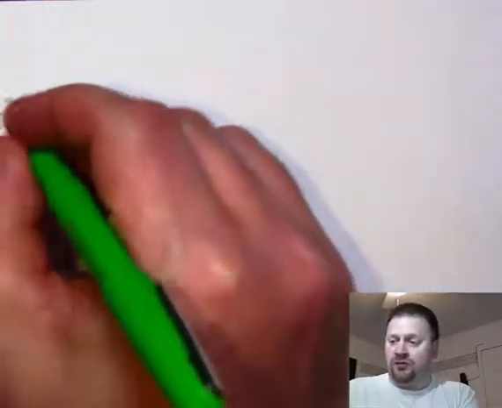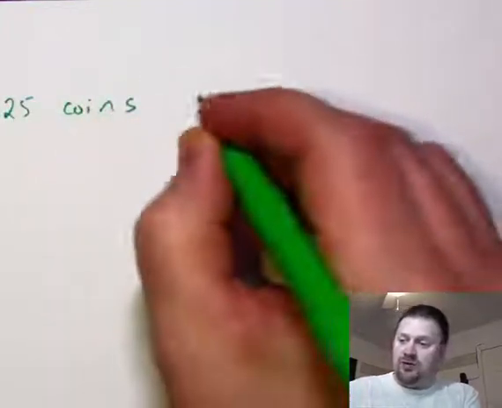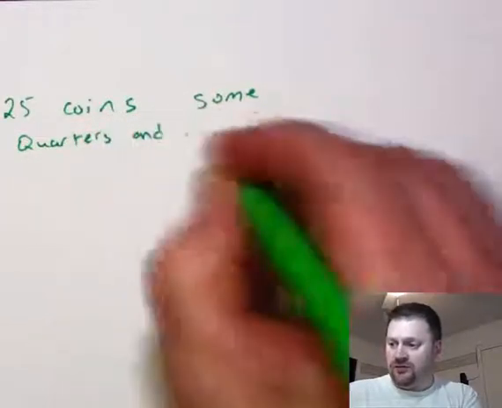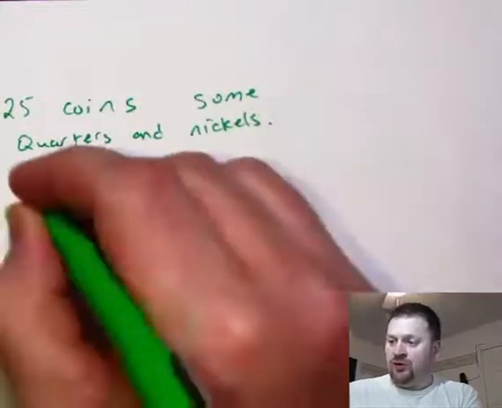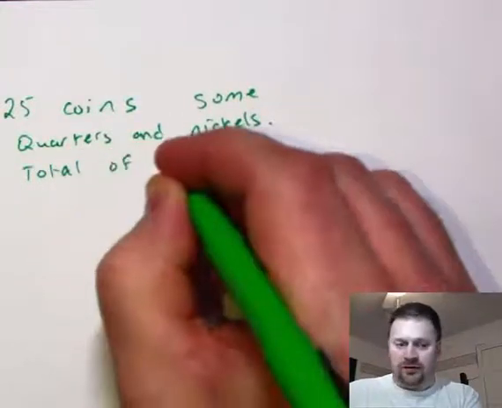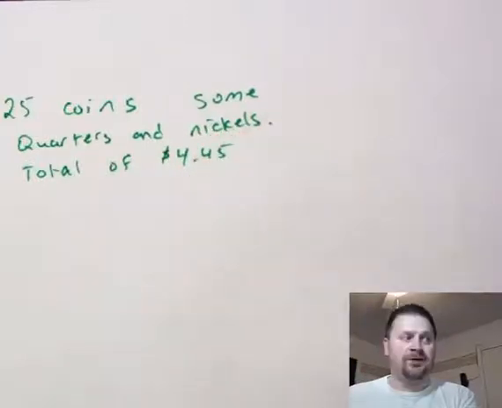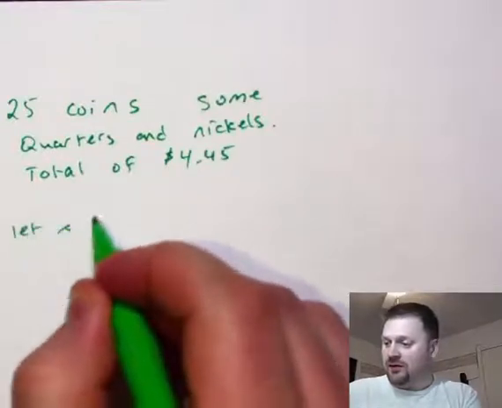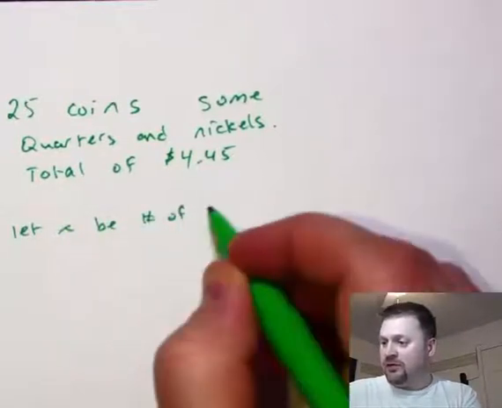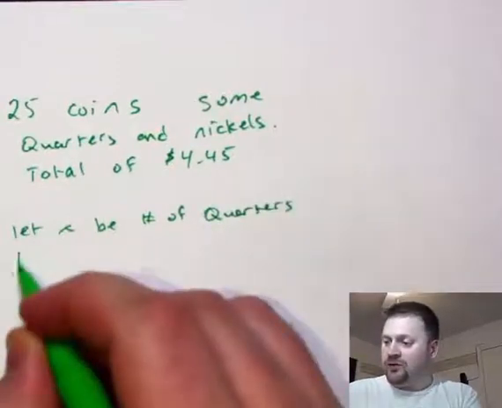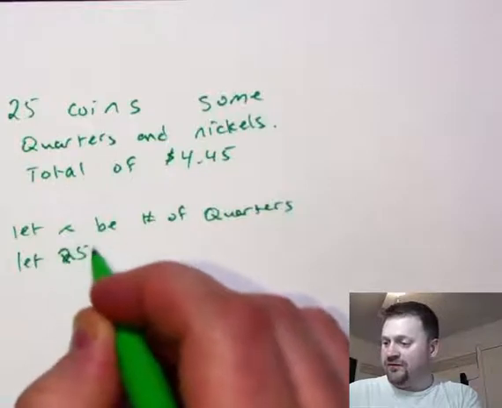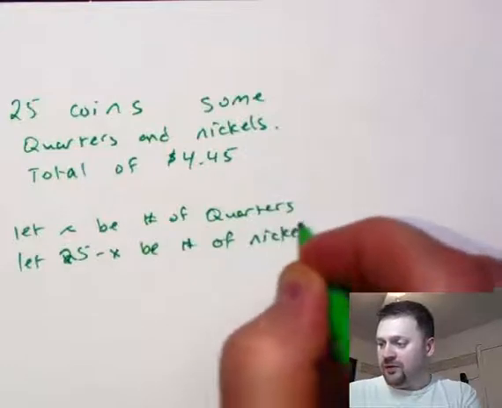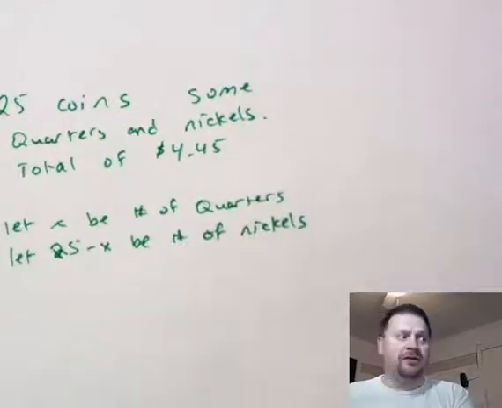So think about if I told you there were 25 coins and you had some quarters and nickels, and there was a total of $4.45. Okay. Back in October, when we learned how to do this, we would have said let x be the number of quarters, and we would have said let 25 minus x be the number of nickels. Well, and then we would set up an equation and we would solve that.